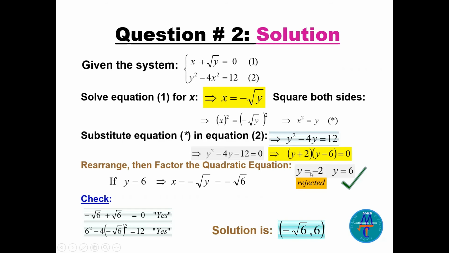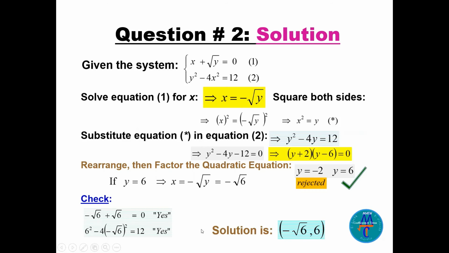y equals minus 2 is rejected, because if we put minus 2 here under the radical, it will be negative, so we cannot accept that. So y will be only 6. So y is 6. You can get x, minus square root of the y, which is minus square root of 6. Now we have one solution here, but you have to check. Remember, in the nonlinear systems, always you have to check. So this x is minus square root of 6, and this is the y, only 6.